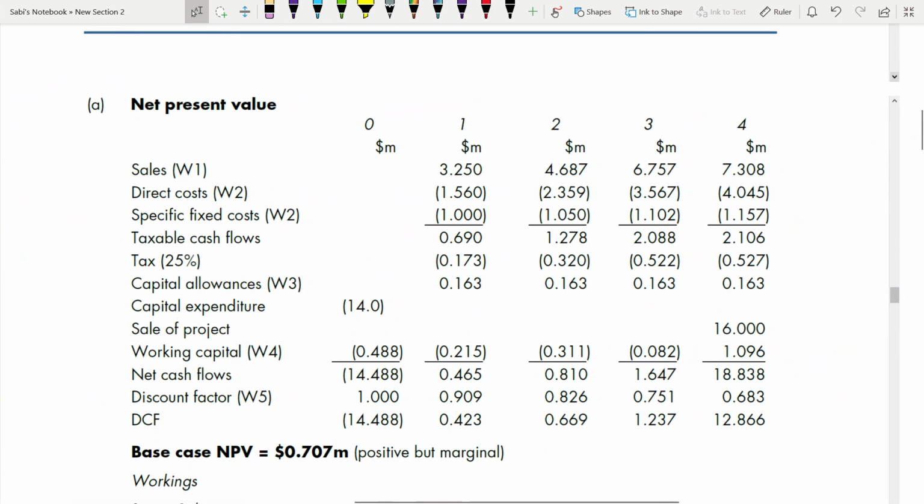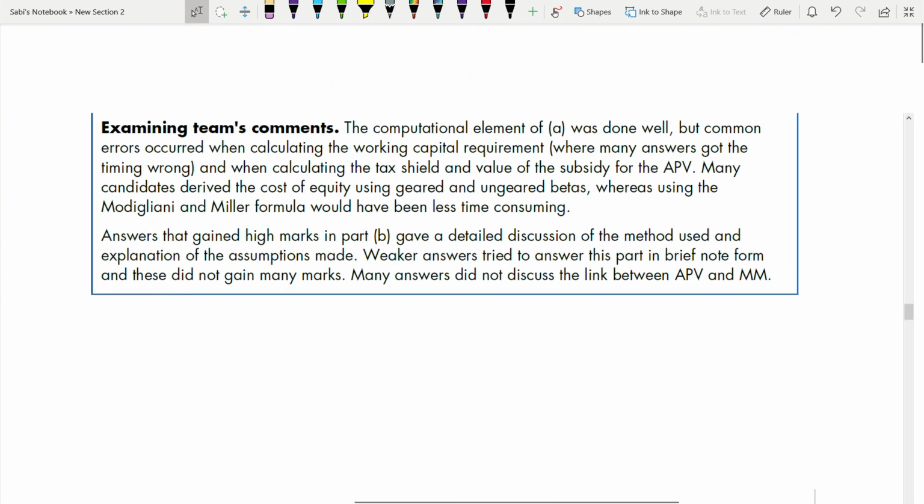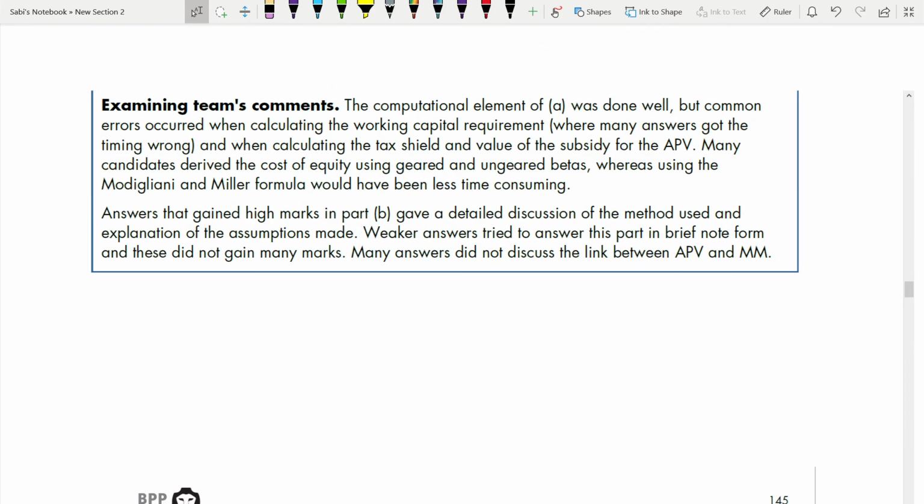Let us read here. First, examine the examiner's comment, which is very important. The computational element of part A was done well, which means you can score most of the marks in this section if you have gone through it properly. But common errors occurred when calculating the working capital requirement, where many answers got the timing wrong, and when calculating the tax shield and the value of the subsidy for APV.